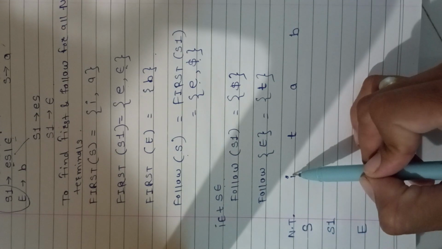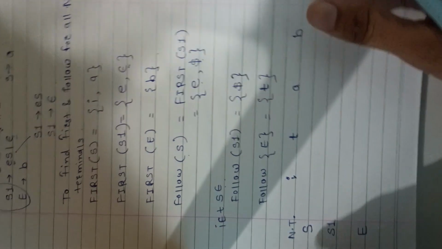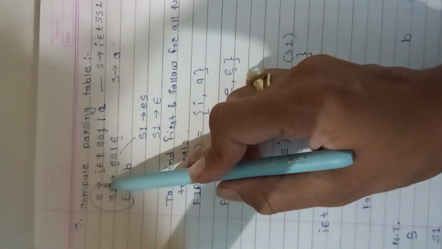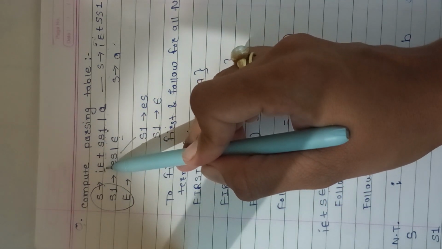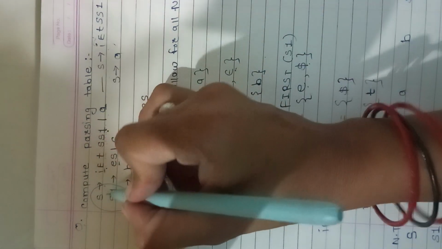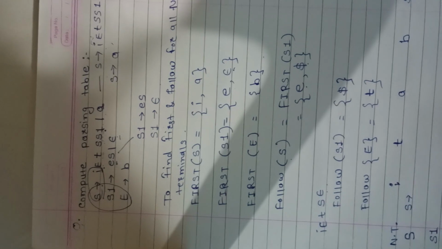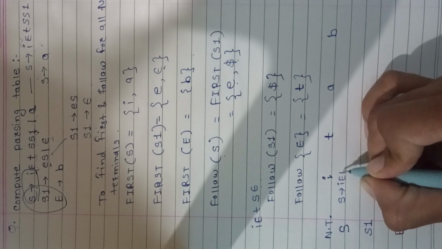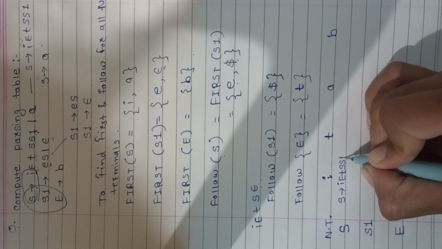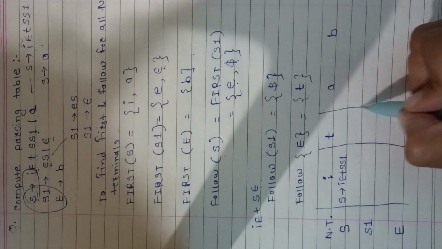Then S and i. S tends to i. In the above grammar we can find that S tends to this string, so S tends to i. Here we already see that S tends to i, so write it as S tends to iEtSS1. Right? This is the parsing table entry.